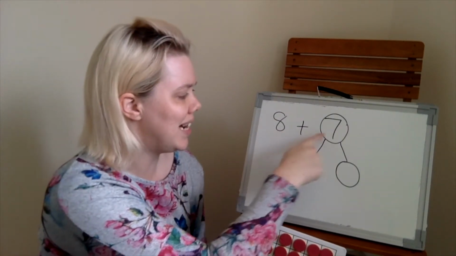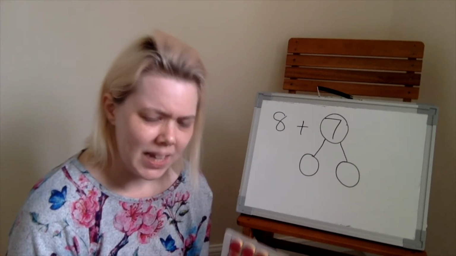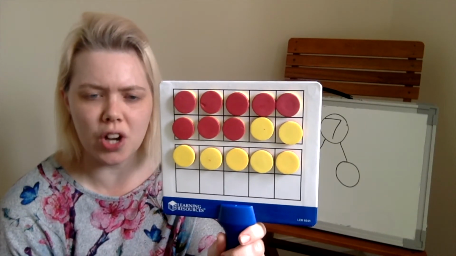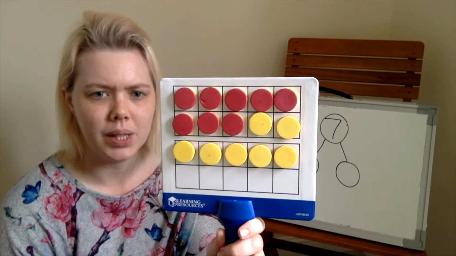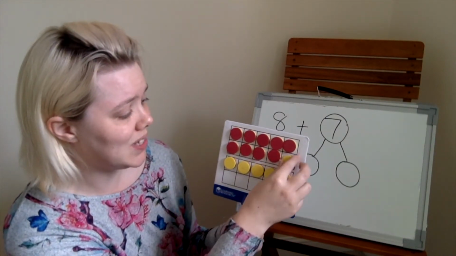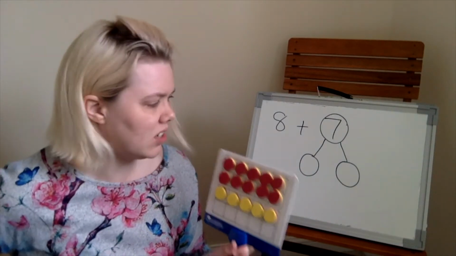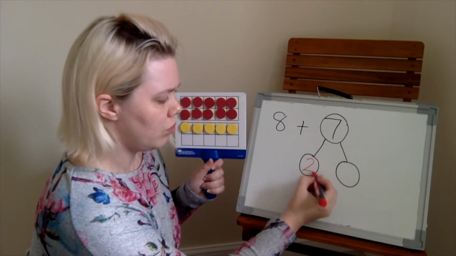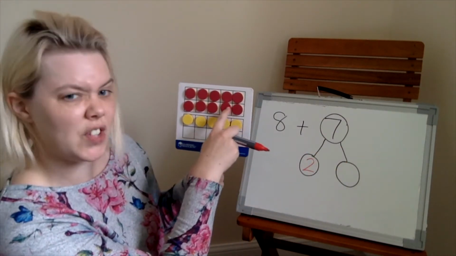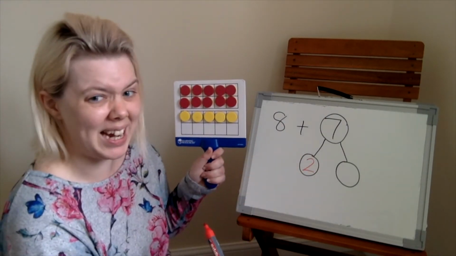So we've got 8 add 7, but I want to try and make a 10. Now, how could I make a 10 using those counters? What could I do? That's right, I could turn over my 2 yellow ones to make a 10. So I had 2 there, didn't I? So I'm actually going to write 2 in there, because I can take 2 off that 7, can't I? I've taken those 2 from the 7 yellow ones and added it to my 8.